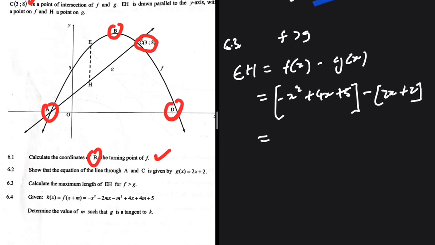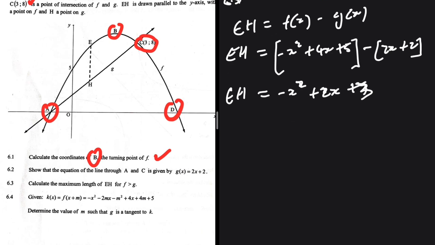And then this is going to give us EH equals minus x squared, it does not have a like term, and then plus 4x minus 2x, that is plus 2x, plus 5 minus 2, that is plus 3. So this is EH. What are we looking for? We are looking for the maximum length, right? So we can already see that EH is a parabola, which looks like something like this. So essentially, we're just looking for the turning point there.